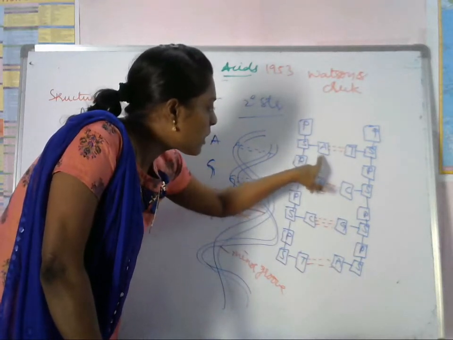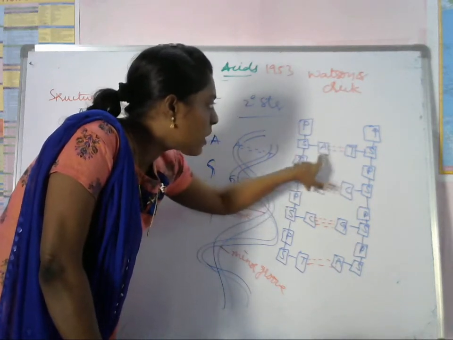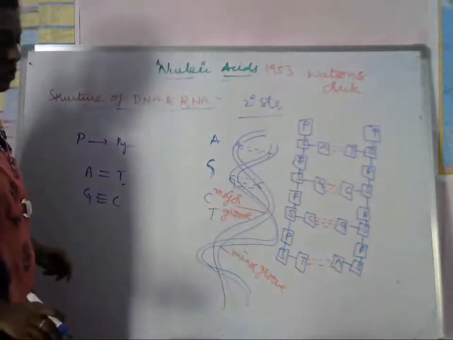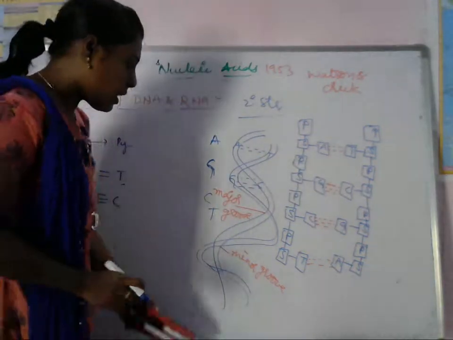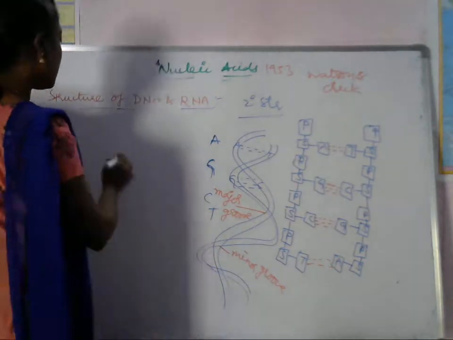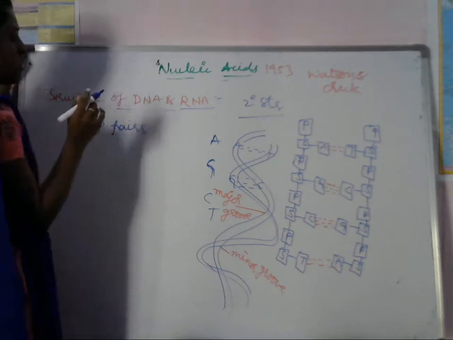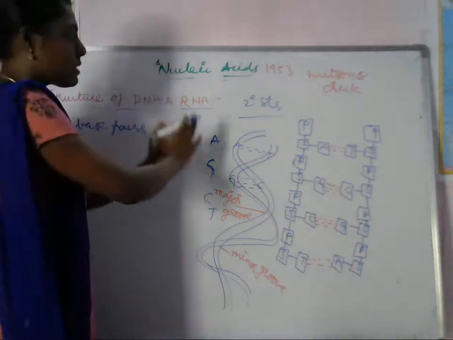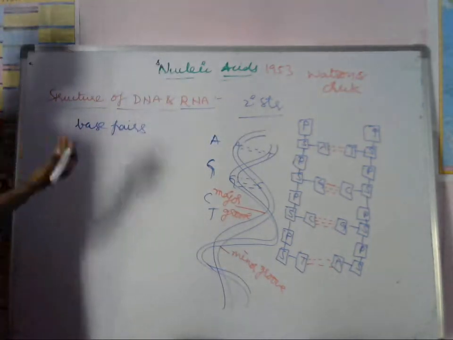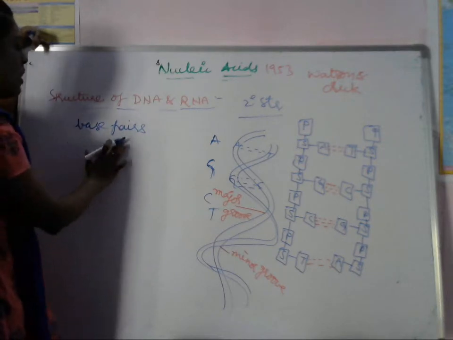If you take adenine and thymine, how many bonds are there between A and T? There are double bonds. So these are called base pairs, where one base is paired with another base. Always remember this.